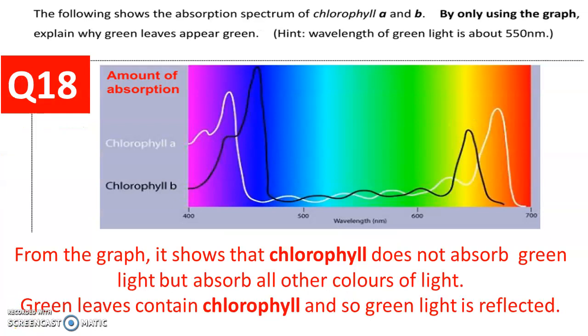Question 18. You are given the absorption spectrum of chlorophyll, so you may know what colors of light are absorbed by chlorophyll. For this question, you must refer to the given diagram. It tells us that chlorophyll absorbs mostly blue and red light, and it does not absorb green light. So green light is reflected, and since green leaves have a lot of chlorophyll inside, green light is reflected by green leaves.